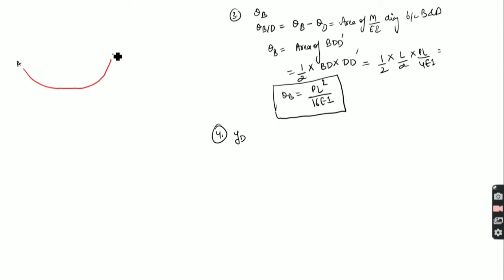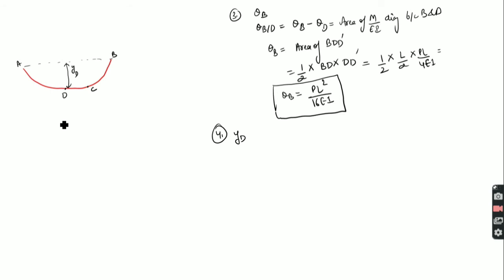This is A, B, D and C, right? So what I want to calculate is this, which is YD. So how do we find this YD?